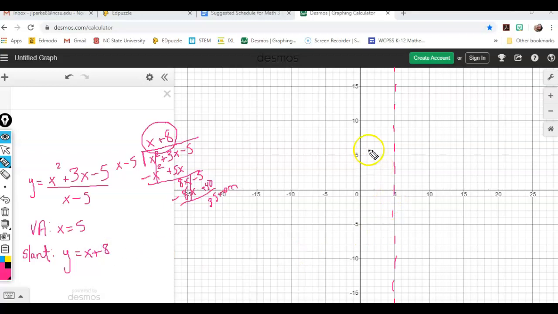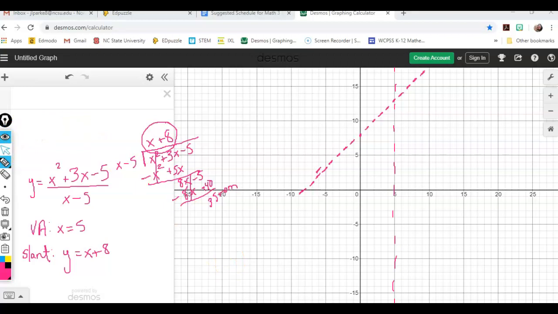All right, so that means I have a y-intercept of 8. It's got a slope of 1, so we're just going to get our little slant asymptote up here. And now we just want to figure out where is, oh, I think I got off a little bit. There we go. Okay, so where is our graph going to fit in between these asymptotes?